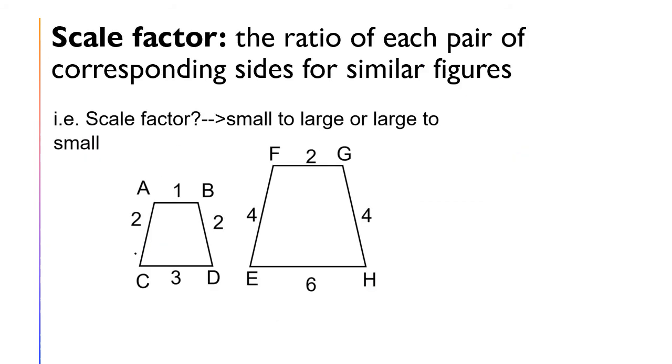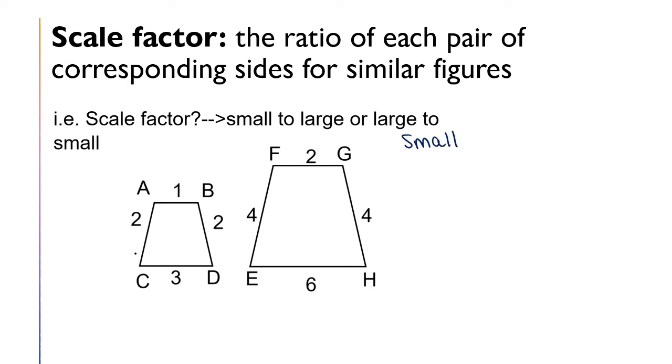There is a name for that ratio that is the same among all corresponding sides of similar figures, and that is called the scale factor. So the scale factor is the ratio of each pair of corresponding sides for similar figures. You can talk about a scale factor in two directions. You can talk about it from shape 1 to shape 2 or shape 2 to shape 1. So for example, if you were asked to produce the scale factor here, you could have two answers.